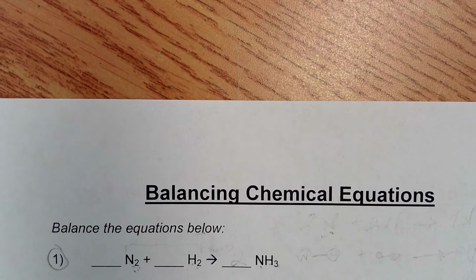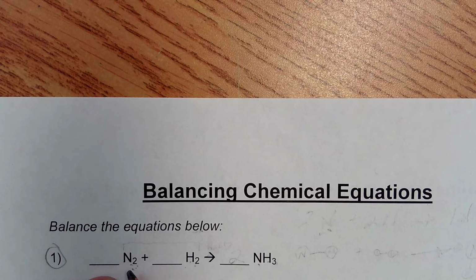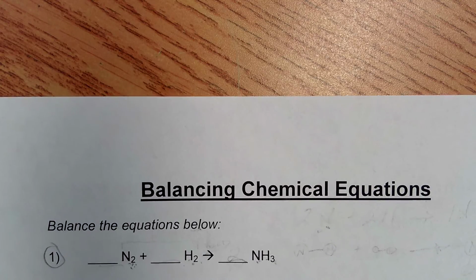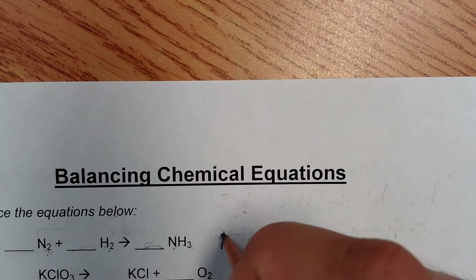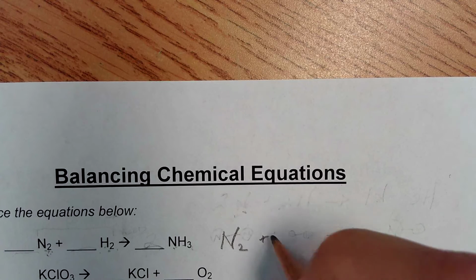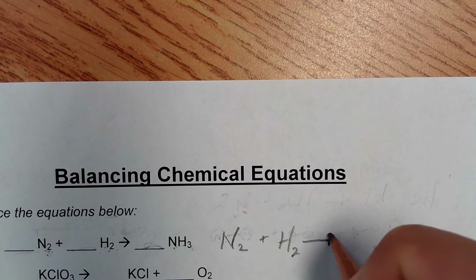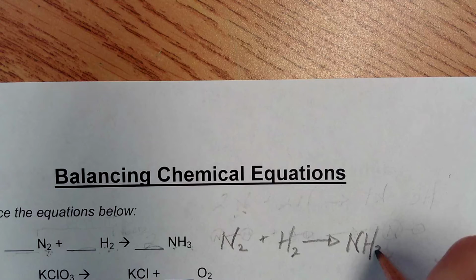Okay, on this worksheet, I'm going to go through 4 examples that are different from one another and show you how to do it, and hopefully that spurs you on to be able to do the rest of them, okay? So here we have N2 plus H2 yields NH3, and these little blanks here in the front are where you're going to write numbers in. Those are called your coefficients, and we'll talk about how and why we do that here in just a second. But basically it's this: N2 plus H2 yields NH3.